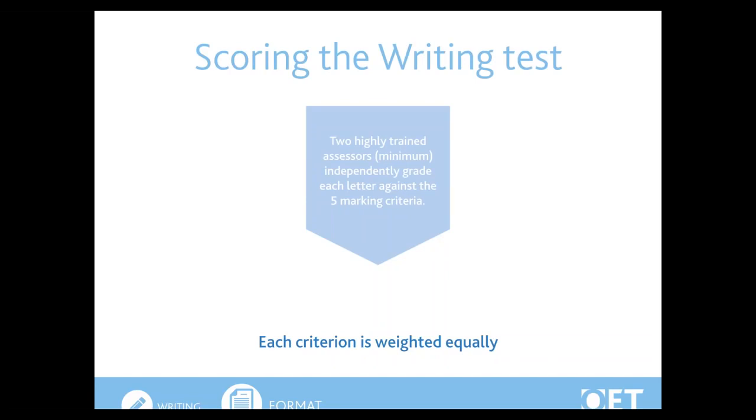Each writing task is assessed against the criteria by a minimum of 2 highly trained assessors. Any borderline assessment or assessment scores which do not match will be assessed by a 3rd independent assessor to ensure the grade you receive is valid and fair. Each of the assessment criterion is weighted equally.